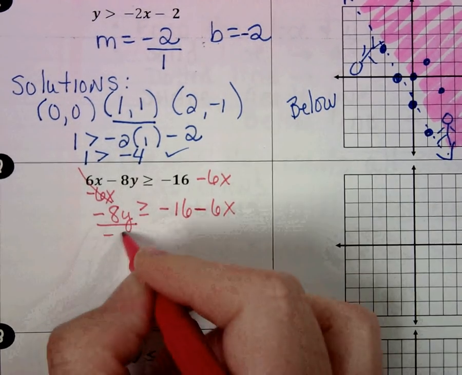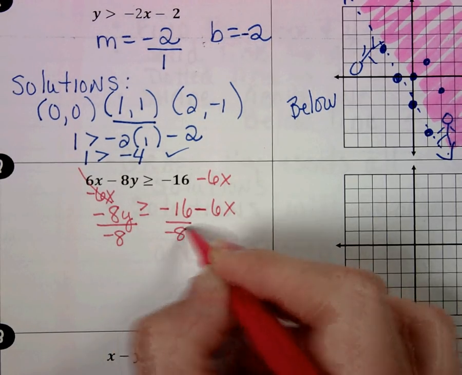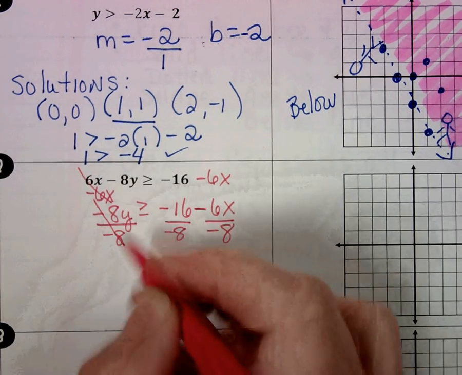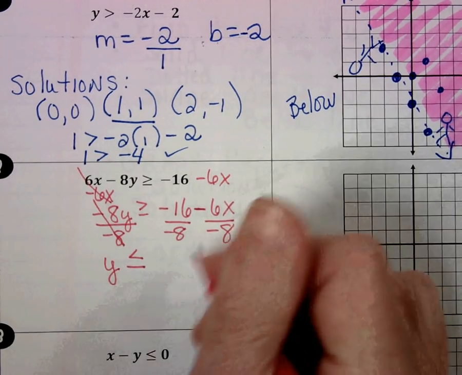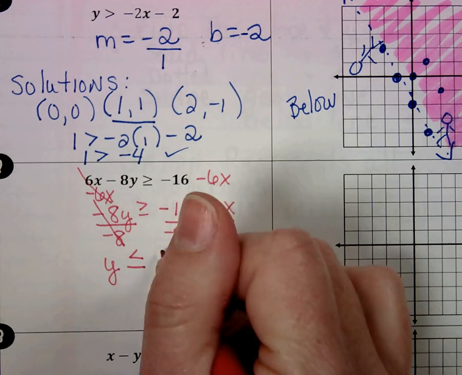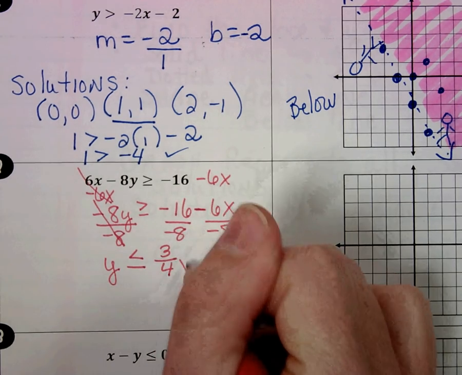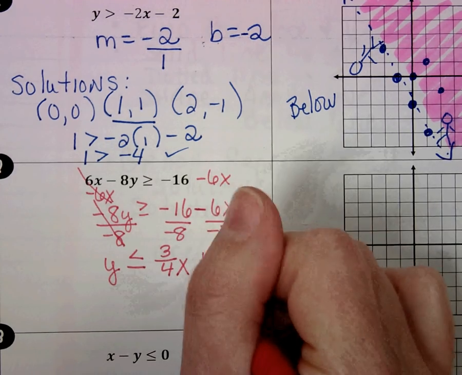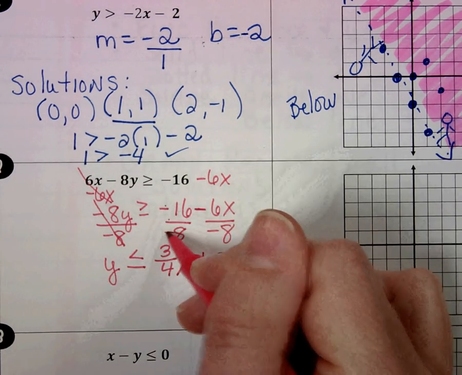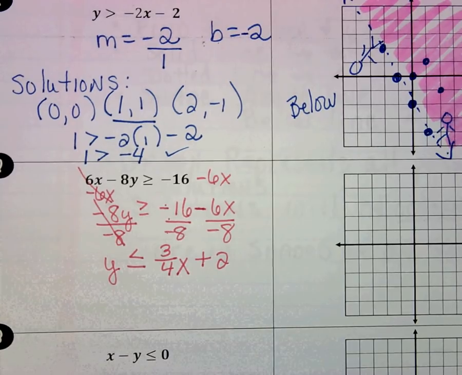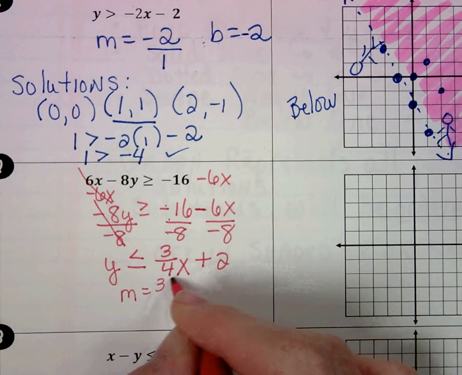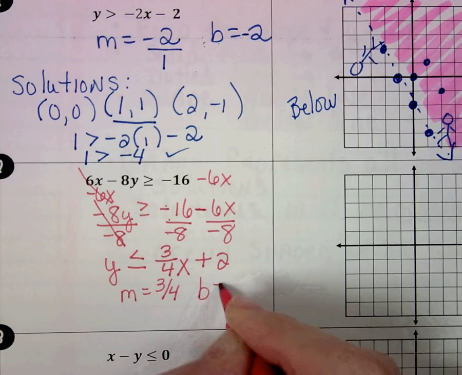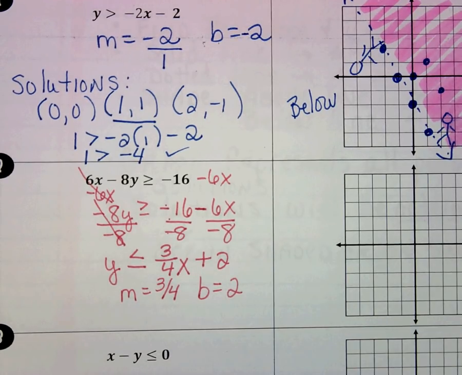Now I want to remind you of our inequality rule. When we divide by a negative, remember we have to flip the inequality sign around. And I'm going to go ahead and get this truly in slope-intercept form. I'm going to reduce. Notice we've got negatives divided by negatives in both cases, so that's why everything came out positive. So here my slope is 3/4, and my y-intercept is 2.